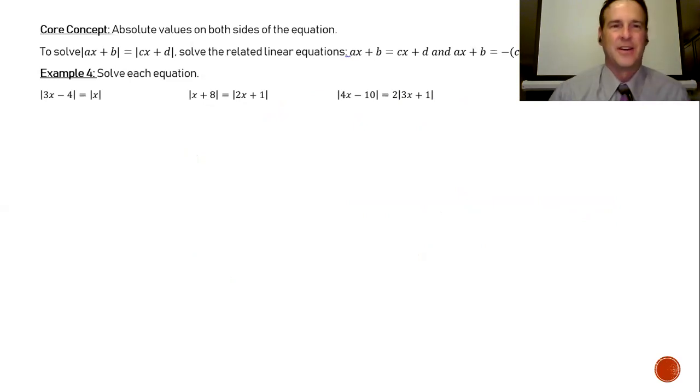And you're looking at this, you're like, oh, this looks impossible. And it's not that bad. It's like solving equations with x's on both sides. No big deal. So here's what you do. You're going to set this equal to x, just like you did before. And then you're going to set this 3x minus 4 equal to the opposite of this, so negative x.